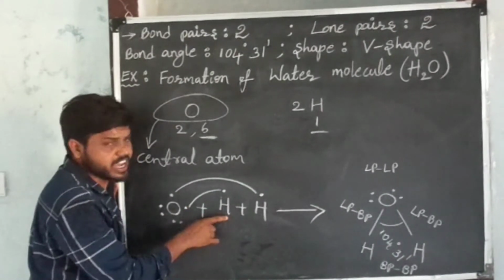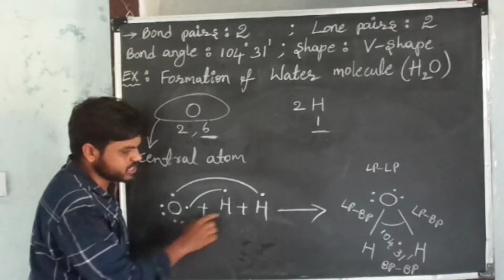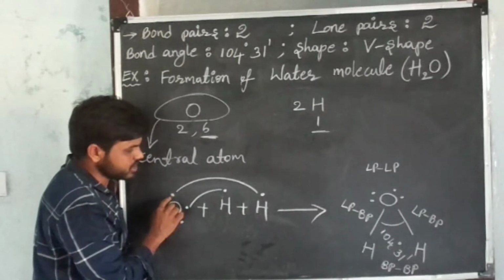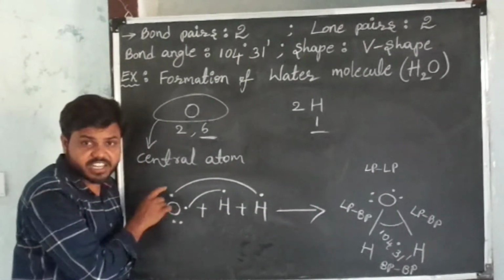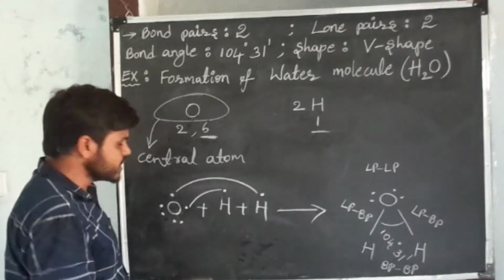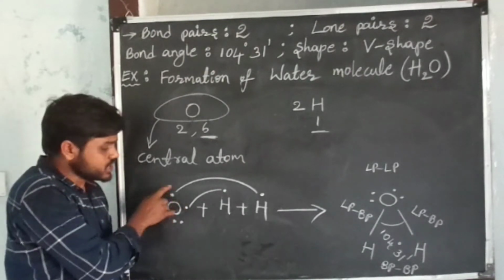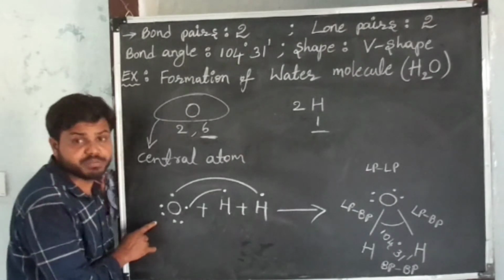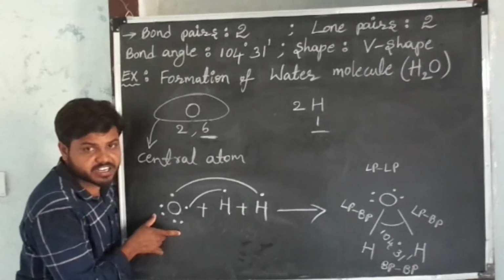Between oxygen and hydrogen 2 electrons are shared. These 2 electrons are shared between oxygen and hydrogen, and these 2 electrons are shared between oxygen and another hydrogen. Oxygen is the central atom of the molecule. Of the 6 electrons there, 2 electrons are participating in chemical reaction. That's why these 2 electrons are bonded electrons. These 4 electrons are not participating in chemical reaction. These 4 electrons are unbonded electrons.